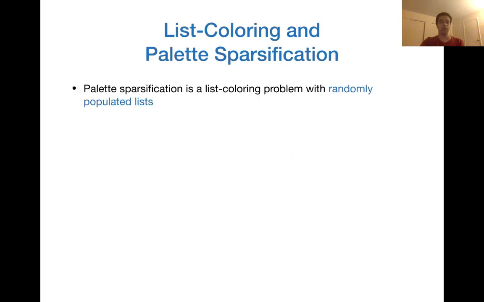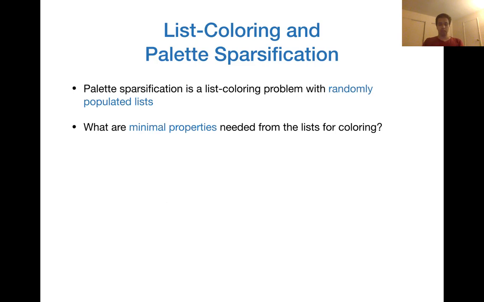Now, it's easy to see that palette sparsification is basically a list coloring problem on arbitrary graphs, or maybe on triangle-free graphs, when we choose this list randomly from some appropriately sized universe. So it makes sense to look at them from the point of view of list coloring. And the most basic question is: what type of properties do we need from the lists of a graph so that they are colorable?